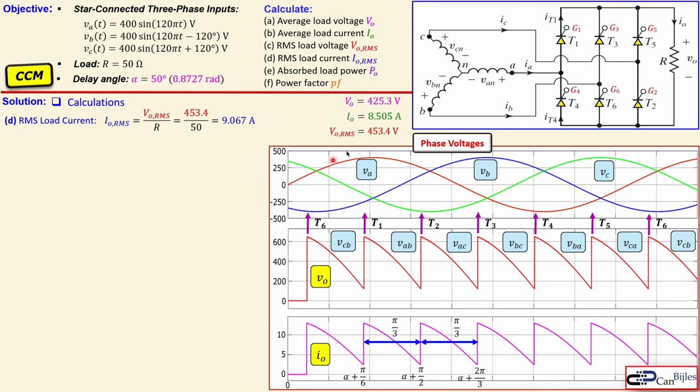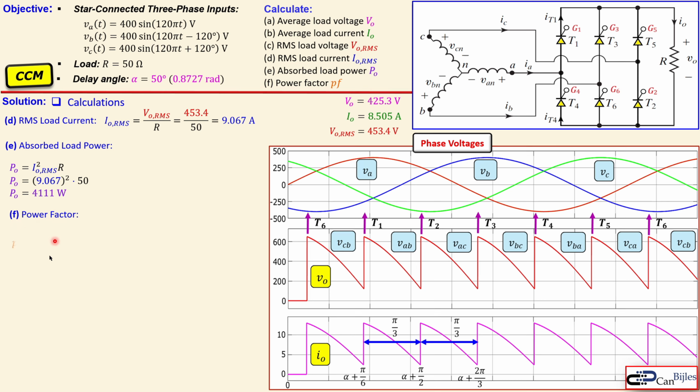Okay, taking all this together, and also this one, we go to question E, which is our observed load power. And that's again the square of the RMS load current times the resistance. That's shown here, and that's in this case 4,111 watts, so almost 4.1 kilowatts.